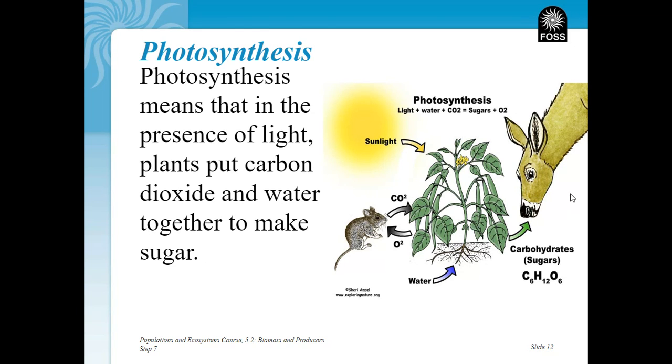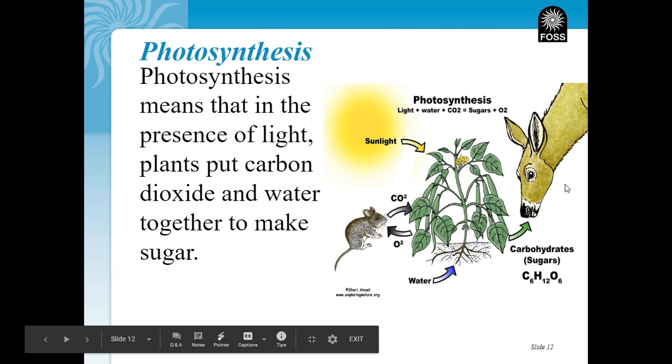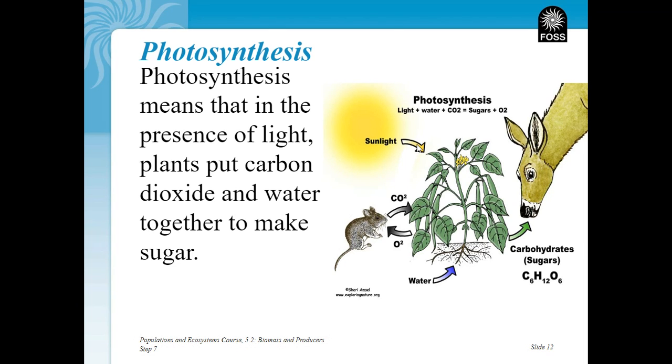So in this visual over here, I had to use this one because it includes some consumers. Both these guys can eat plant parts, but notice the sunlight is going into this plant. I'm not sure what kind of plant it is. It gets water from its roots, and it gets CO2, carbon dioxide, it takes in from the air.